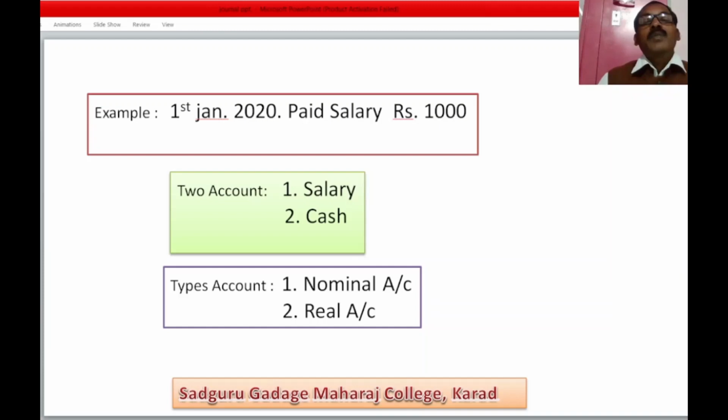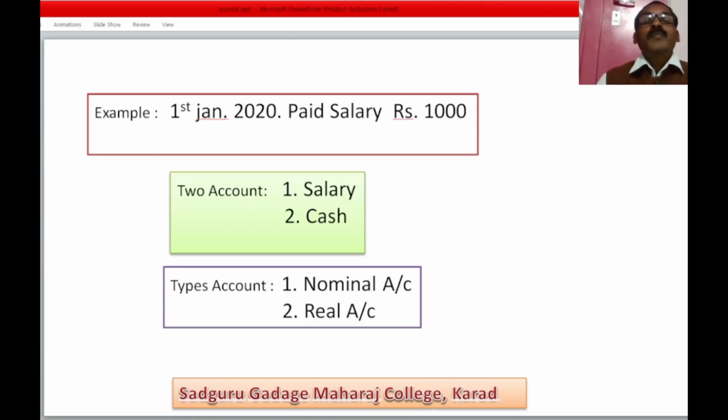Example: 1st January 2020, paid salary rupees 1000. In this transaction, 2 accounts are involved. First is the salary account and then the cash account. You know about the classification of accounts. Accounts are classified into 2 categories: first is the personal account and second is the impersonal account. Personal account means accounts related to a person. Person means a living person, artificial person or representative person. These related accounts are personal accounts.